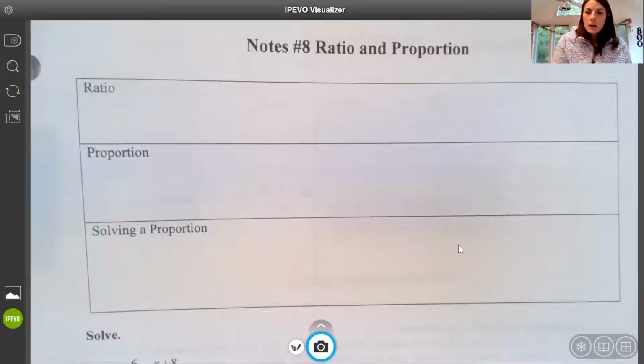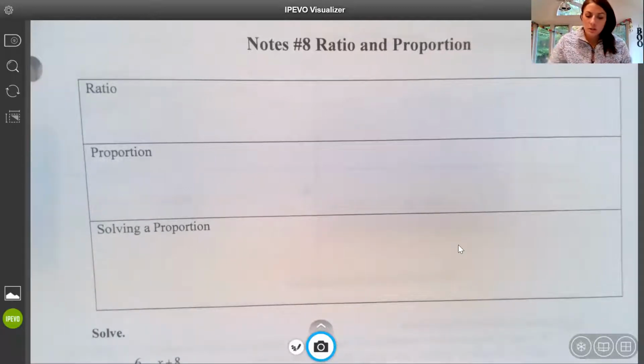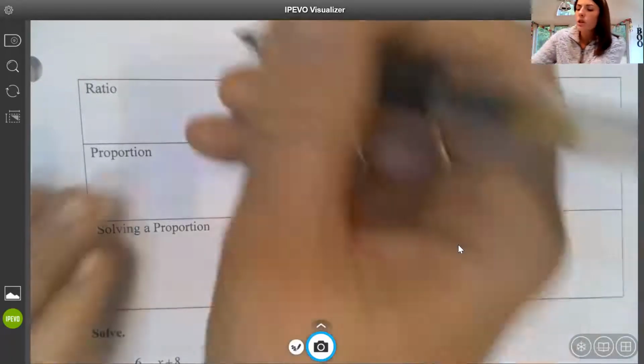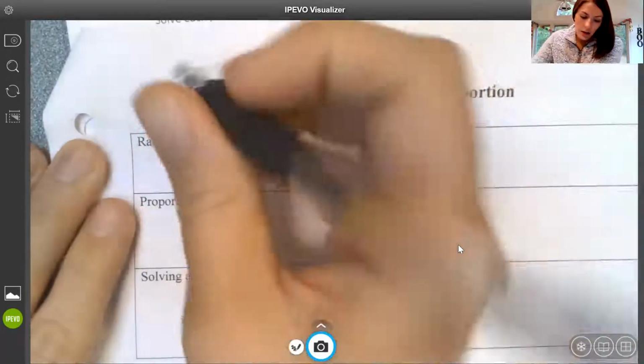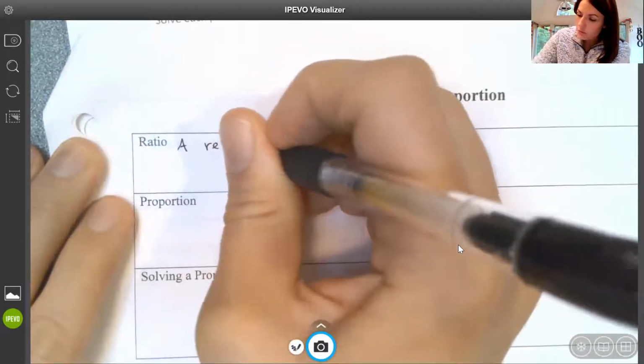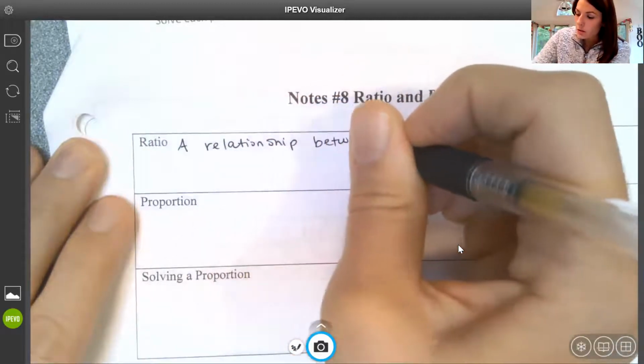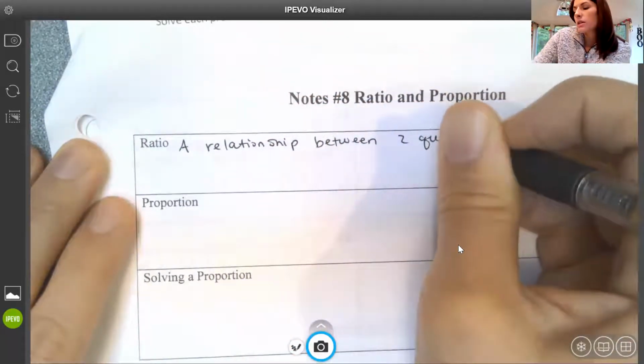Today we're going to be working on notes 8 and talking about equations that are proportions, basically. First we're going to talk about what a ratio is, and then what a proportion is and how we solve it. So a ratio just means that we're talking about a relationship between two quantities.